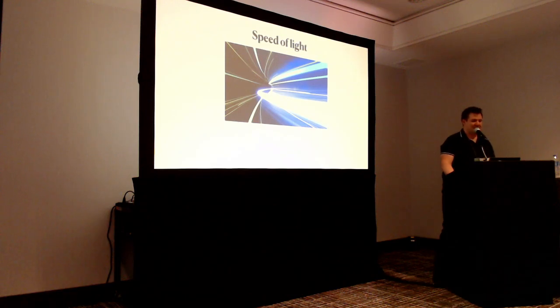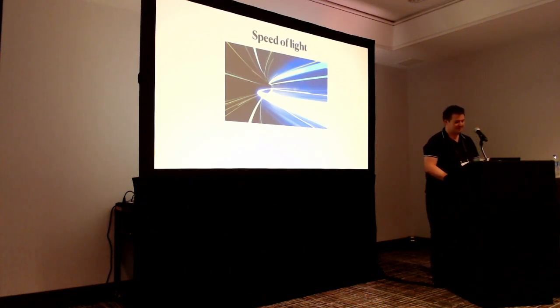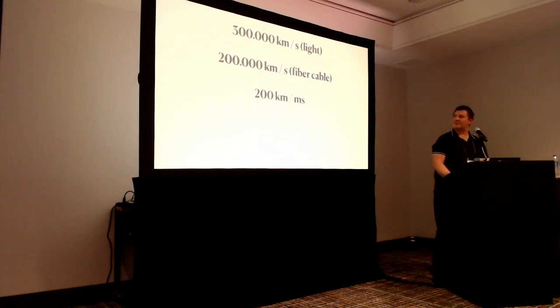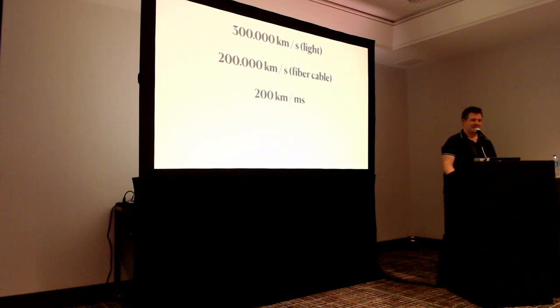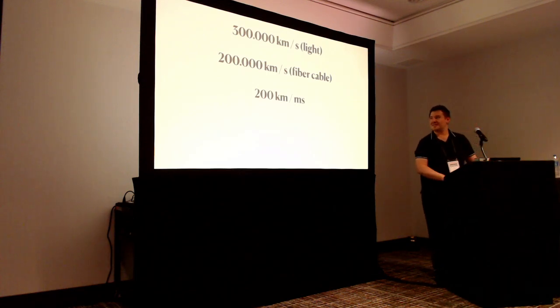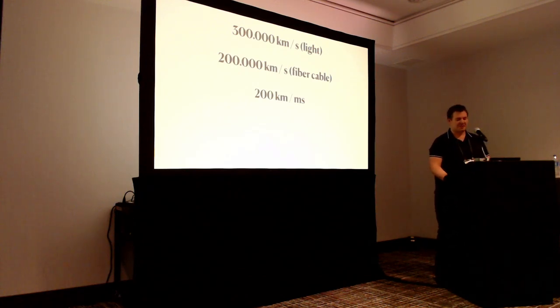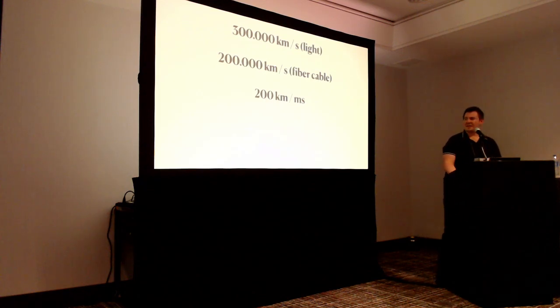So, let's go back to primary school, the speed of light. It's 300,000 kilometers per second. I'm not familiar with miles. I'm familiar with kilometers. So it's 200,000 kilometers per second in fiber cable because there is interference inside that. So it's 200 kilometers per millisecond.